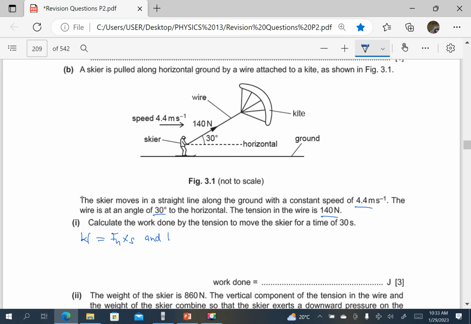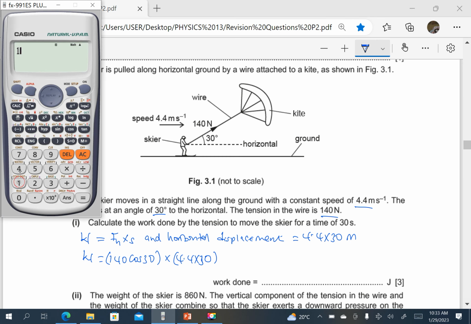And the horizontal displacement, since distance is speed times time, the speed in the horizontal is 4.4 and the time is 30 seconds. So the displacement is going to be 4.4 times 30, in meters. So the work done is going to be the force, which must be resolved in the horizontal. Resolving that force in the horizontal, it will be 140 cos of 30, then times the distance, which is 4.4 times 30. We check with the calculator. 140 cos of 30, then times 4.4 times 30.